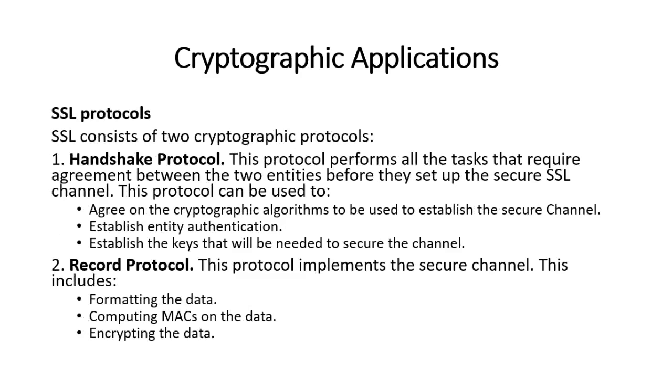So SSL protocols. What are the different SSL protocols used? SSL consists of two cryptographic protocols. One is the handshake protocol, the second one is the record protocol. The handshake protocol performs all the tasks that require agreement between the two entities before they set up the secure SSL channel. This protocol can be used to agree on the cryptographic algorithm to be used to establish the secure channel, establish entity authentication, and establish the keys that will be needed to secure the channel. Then the record protocol implements the secure channel. This includes formatting the data, computing message authentication codes, and finally encrypting the data. So two SSL protocols: the handshake protocol and the record protocol.